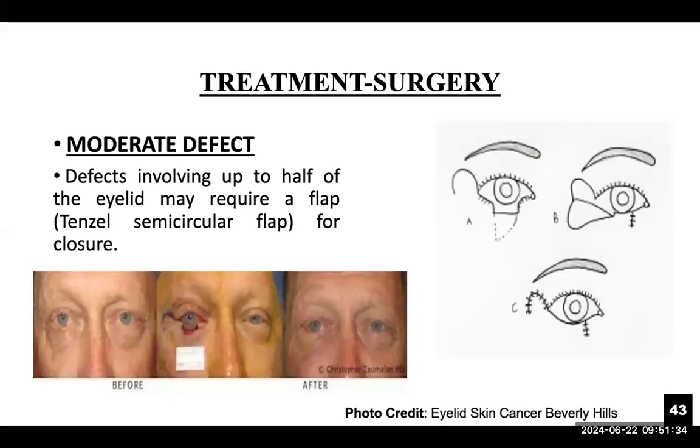For moderate defects involving up to half of the eyelid, it may require a flap, that is the tensile semicircular flap, for closure. We can see in the picture on the left, the first picture is showing a sclerosing basal cell carcinoma, which has been excised. Then you can see the marking, the tensile semicircular flap is marked. Let's go to the next slide.